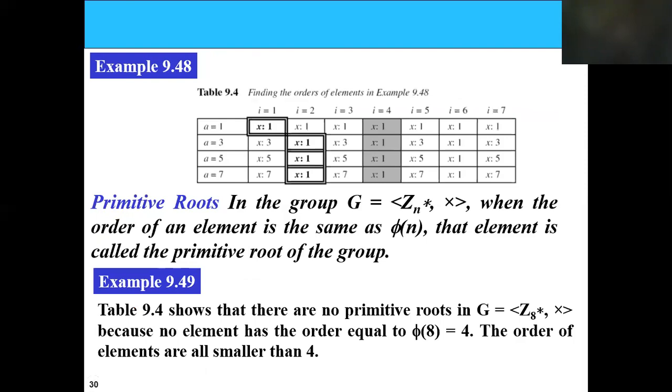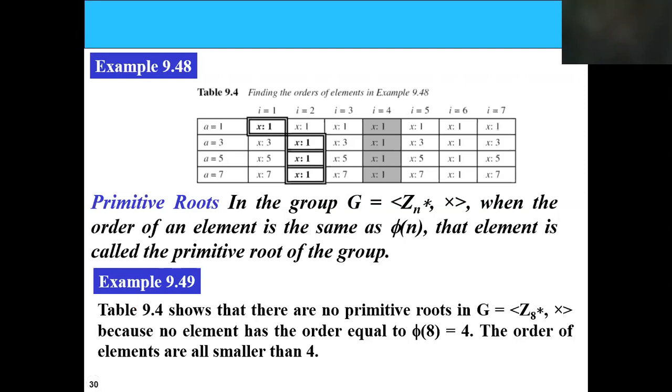In that case, if I take a as 1, then a to the power 1 is 1, a to the power 2 is again 1, 1, 1. So a is not generating all the elements. Here, a = 1, 3, 5 and 7 are not generating the whole set, because there is a repetition. The order of 1 is 1, the order of 3 is 2, the order of 5 is again 2, and the order of 7 is 2.